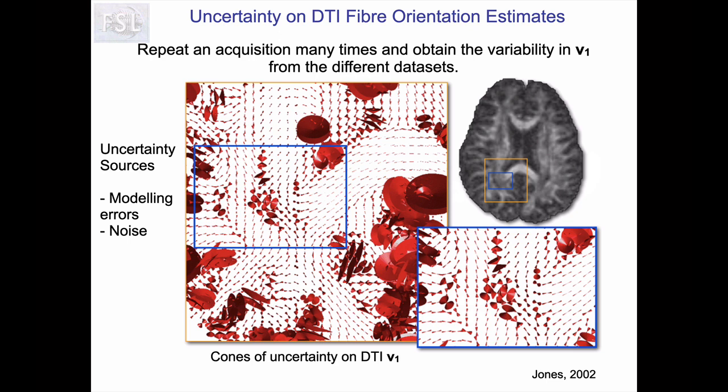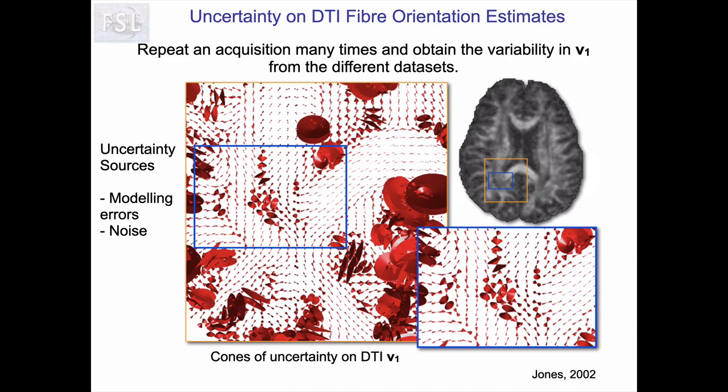In addition to capturing multiple fiber orientations, what we would also like to quantify is the uncertainty on these fiber orientations. After all, as shown in this work by Derek Jones, if you gather from the same brain the same diffusion MRI data multiple times and recompute the diffusion tensor every time, you'll get different results just due to random noise. And this plot shows the variability in this first eigenvector of the diffusion tensor, which we would use in diffusion tensor tractography.